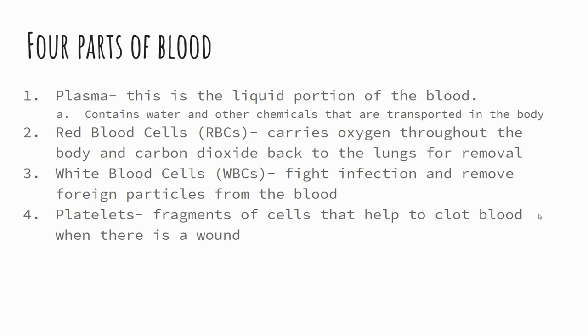These are fragments of cells that help to clot the blood when there is a wound. Keeps the process of bleeding from being endless. You can have too much of a clotting factor and too little of a clotting factor. We'll talk about that later. But the big thing to take home here is that blood is a tissue as far as we consider the definition of the levels of organization, because it is made up of multiple different types of cells that come together to do a job.